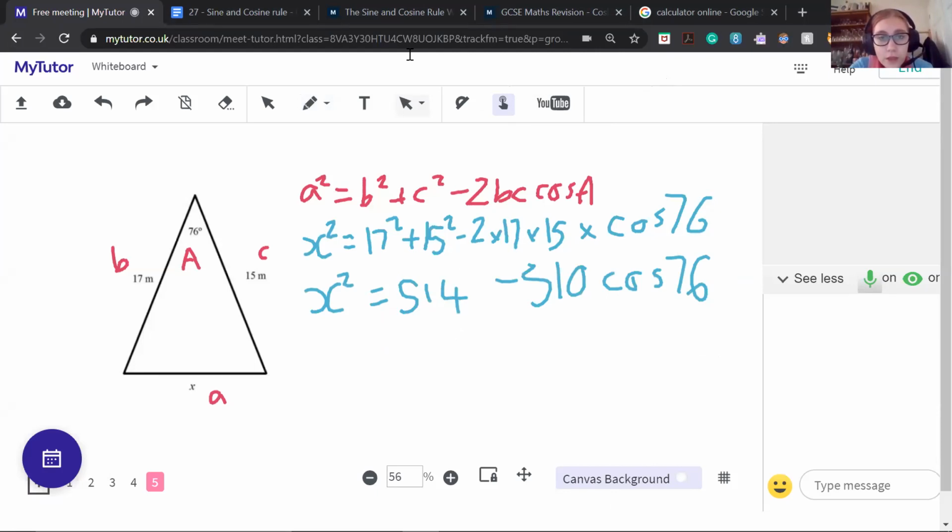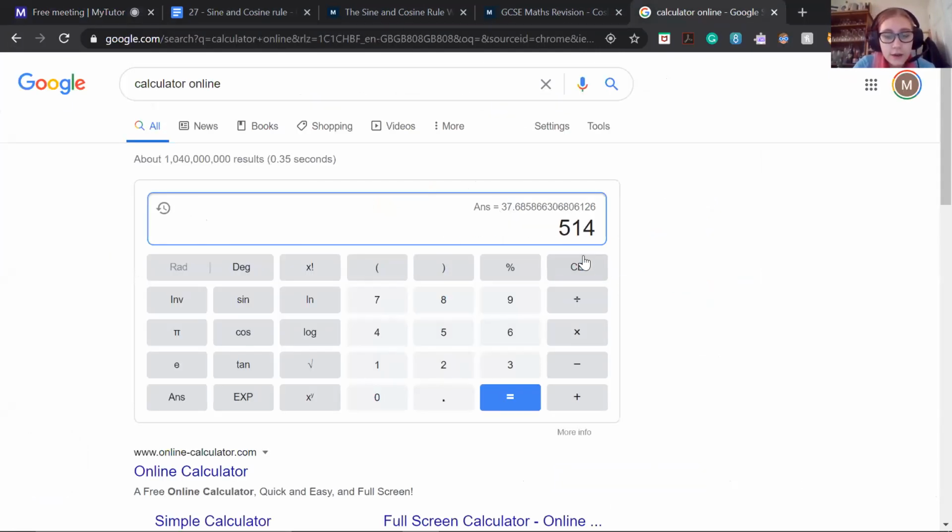So 514 minus 510 cos 76. And that gives us, I feel like it shouldn't give us that.